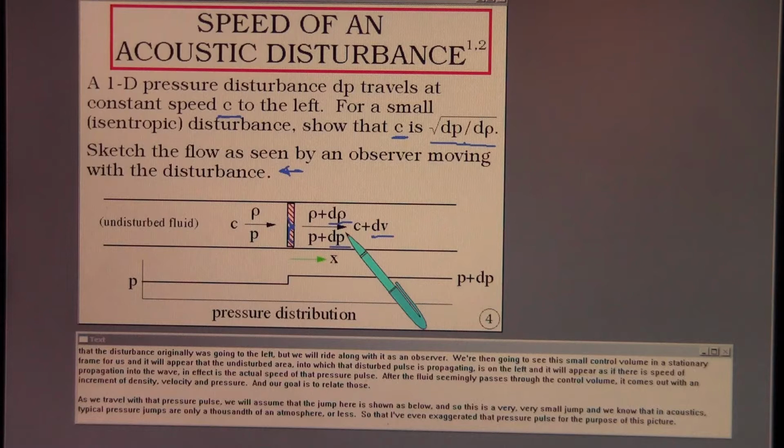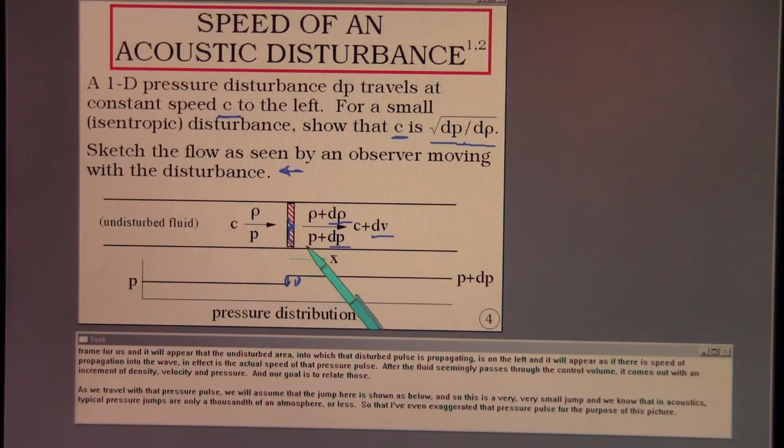As we travel with that pressure pulse, we will assume that the jump here is shown as below. And so this is a very, very small jump, and we know that in acoustics, typical pressure jumps are only 1,000th of an atmosphere or less, so that I've even exaggerated that pressure pulse for the purpose of this picture.